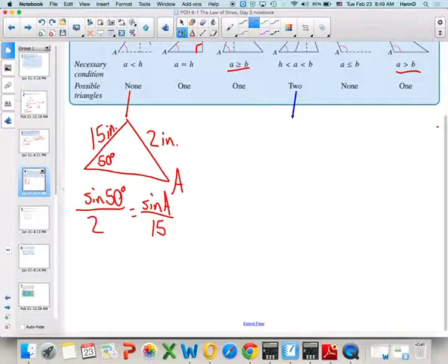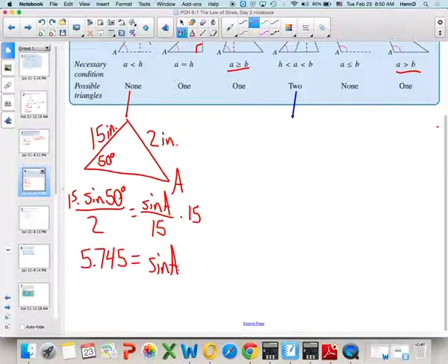Alright? So let's think about this. What's the sine of 50? Okay, I gotta solve this, so I'm gonna multiply by 15, right? So sine of A equals sine of 50 times 15 divided by 2. What do we get here? 5.745. Okay. Did anyone else get that? Yeah, because that looks weird, right?